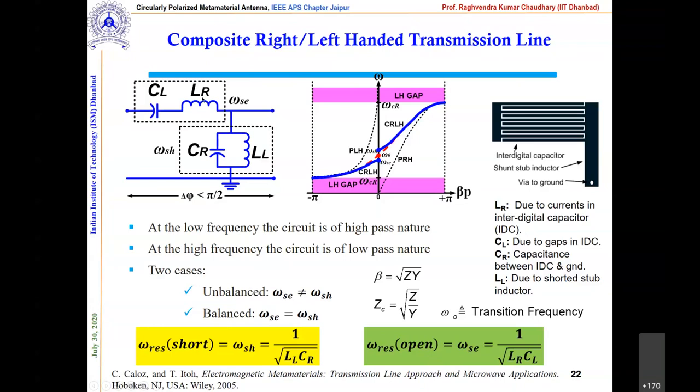If you plot this dispersion diagram, it looks like this. Here you can see omega SE and omega SH, the series and shunt frequencies. If these are equal, we say this is a balanced line. Otherwise, these two frequencies will be there. Basically, it depends on how you are going to terminate your transmission line. Mainly you are getting the shunt resonance and the series resonance. I'll tell you these things.